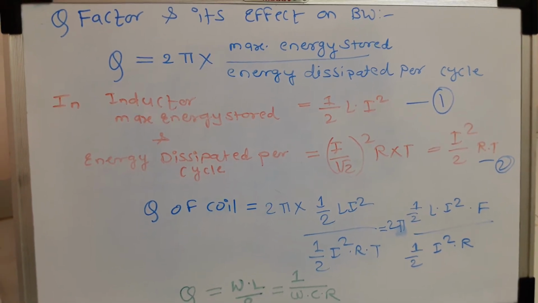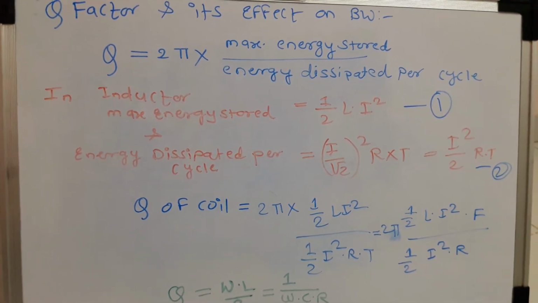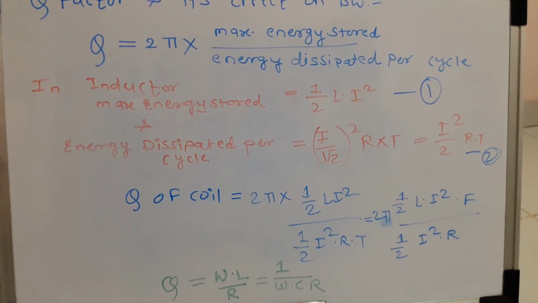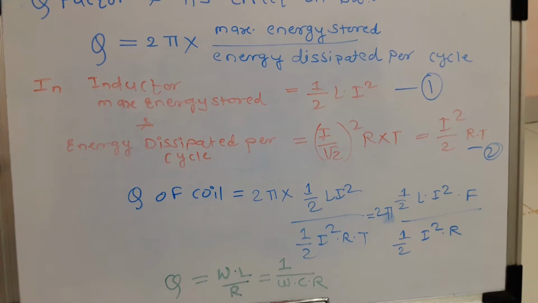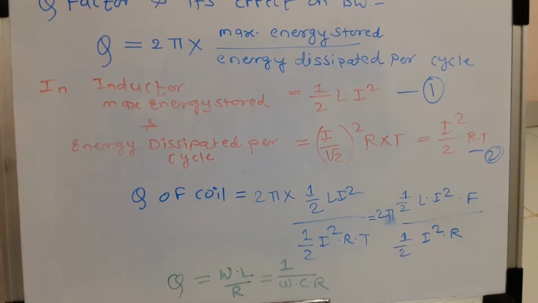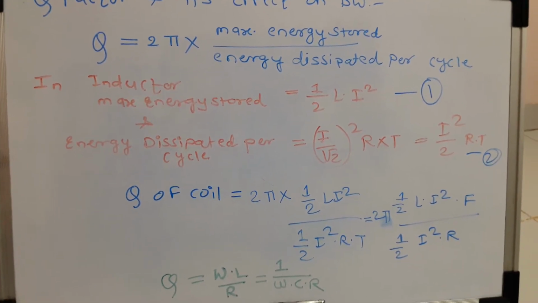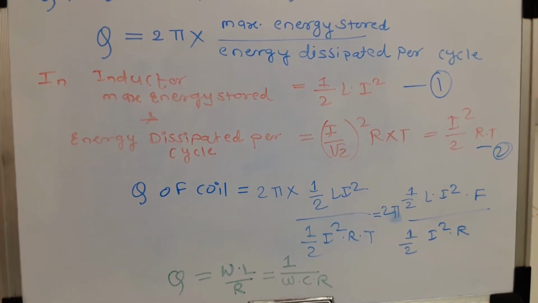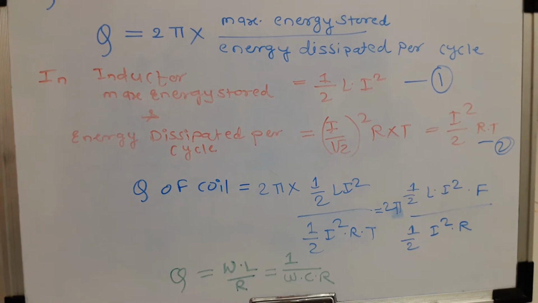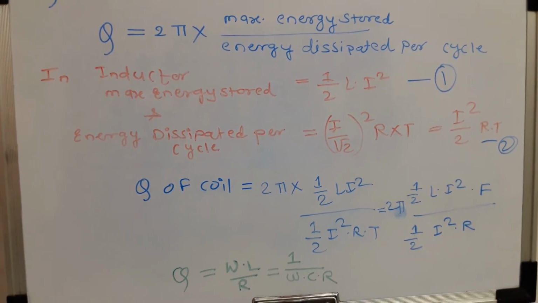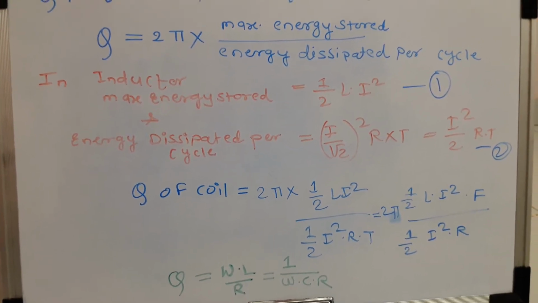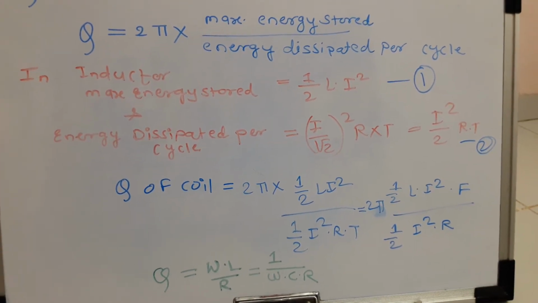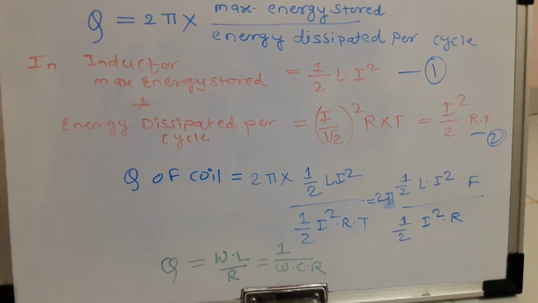If we calculate for an inductor, in inductor maximum energy stored is given by the formula 1 upon 2 Li square, indicated by equation number 1, and energy dissipated in the resistance per cycle is given by I by root 2. Why I by root 2? It is the RMS value of the current. So (I by root 2) square into R into T for per cycle relation, that is I square by 2 R dot T.